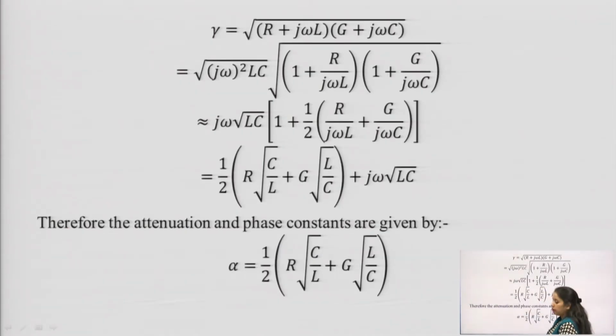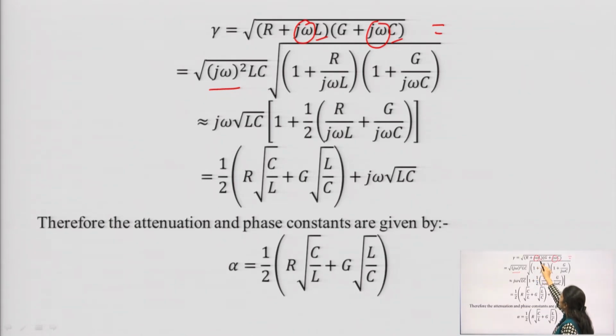Now, based on this, when we write the propagation constant, which is given by under root (R plus j omega L) multiplied with (G plus j omega C), we take j omega common from both of these terms, so this will become j omega square, and we are also taking L and C common. So, this will be here. Now, what will be the change in the expression?